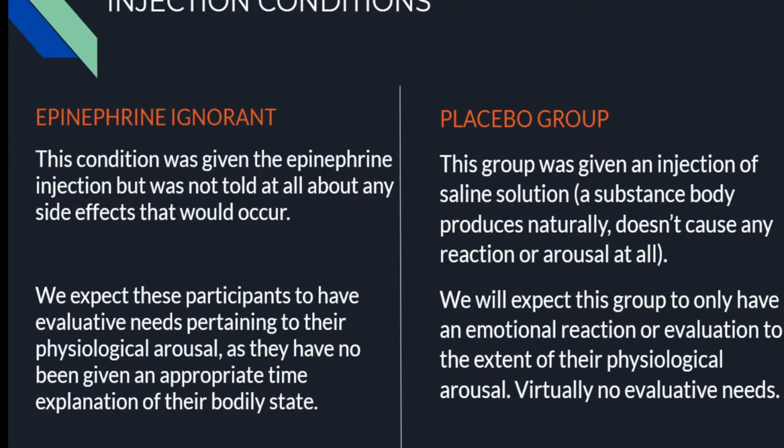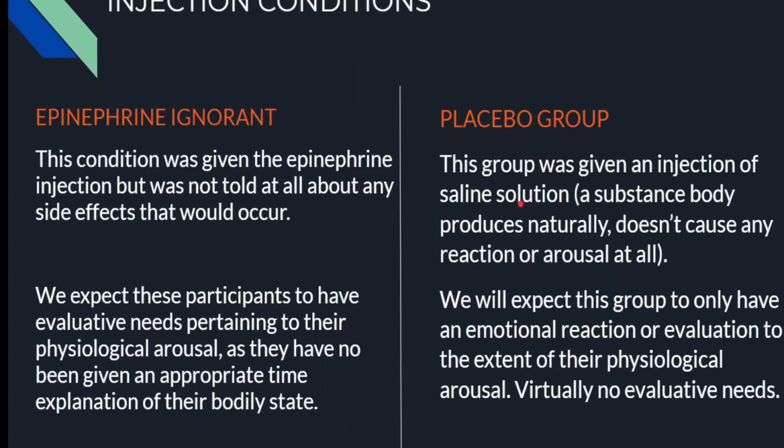The fourth and final induction condition is our placebo group. So again, the placebo refers to basically letting someone think you are administering them with something, but in reality it is not. So this group was given an injection of a saline solution, which is basically a salt water solution. It's a substance your body naturally produces, and an injection of a saline solution causes absolutely no reaction in your body, no physiological arousal at all.